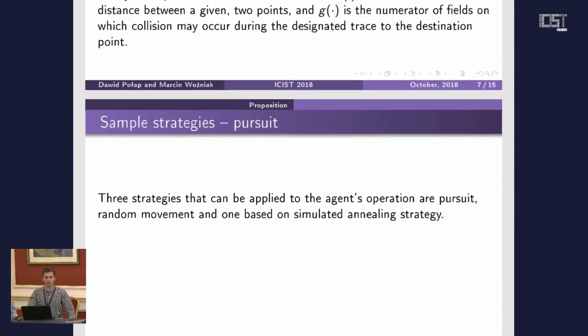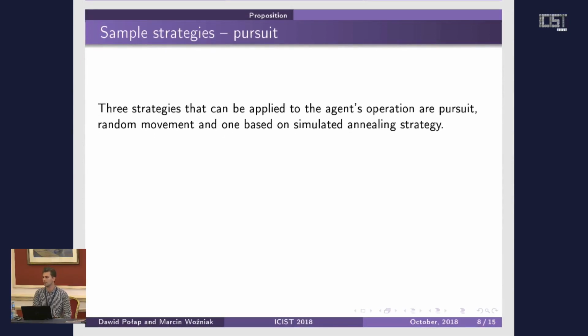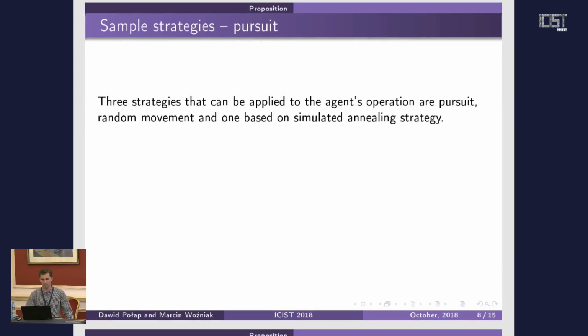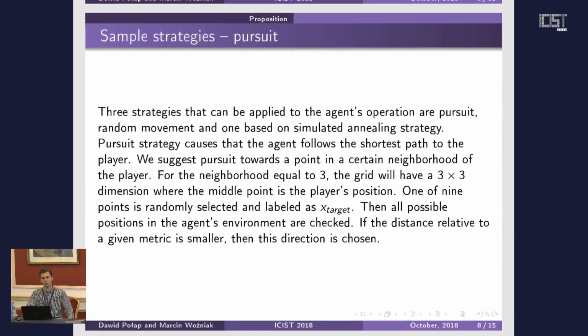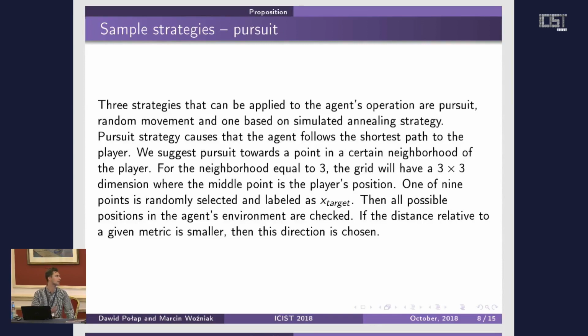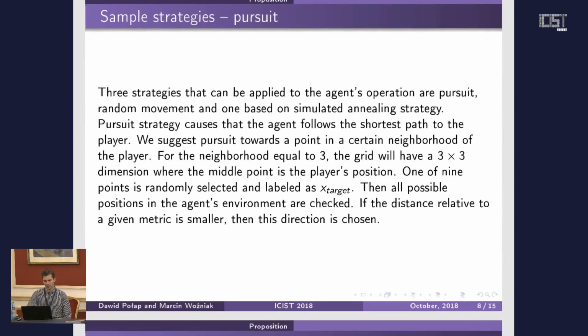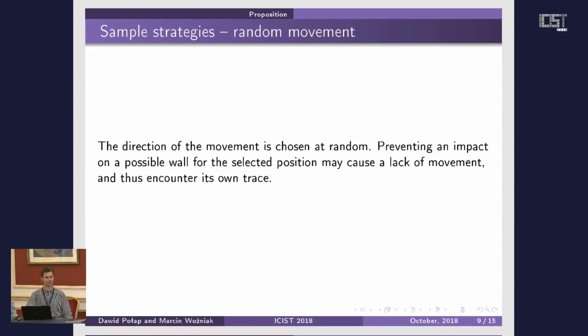Okay, so our algorithm has three strategies. The first one is pursuit, which is quite simple because we take two points. The first one is our player, and the second one is the position of the computer. We calculate the distance, and we take one move forward where the distance, using some specific metric, will be the smallest. The second strategy is random movement, which is the simplest one because our opponent just takes one step to a random field.